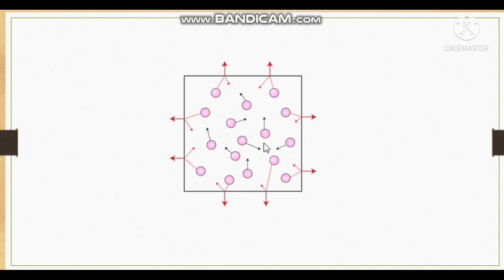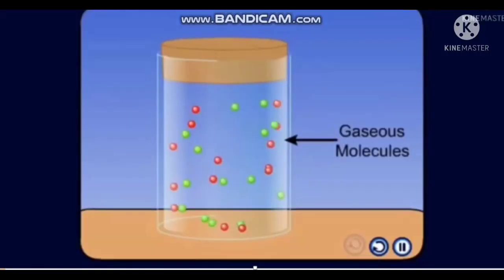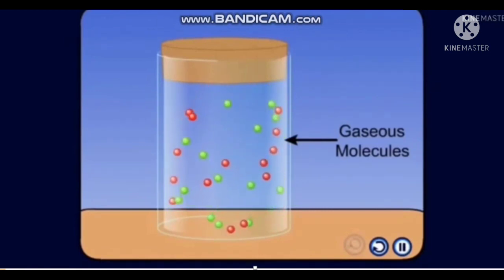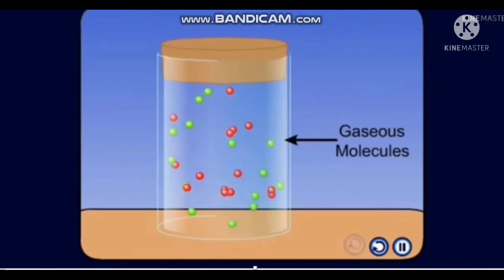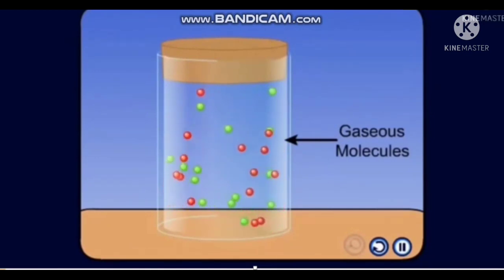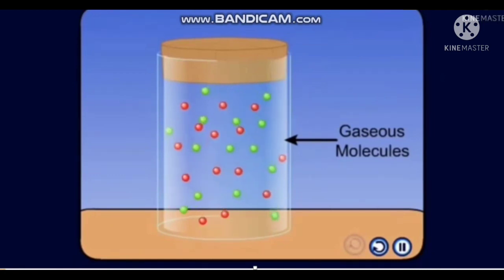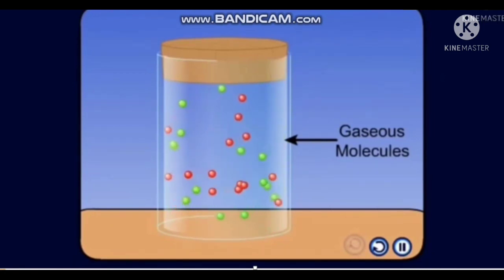The laws of classical mechanics are applicable in the motion of gaseous molecules. The pressure of a gas is due to the bombardment of these gaseous molecules on the walls of the vessel. You can see here the gas molecules are moving continuously, and during their movement they are colliding with one another, and at the same time they are colliding on the walls of the container. So during these collisions on the walls of the container, they exert pressure on the walls of the container.